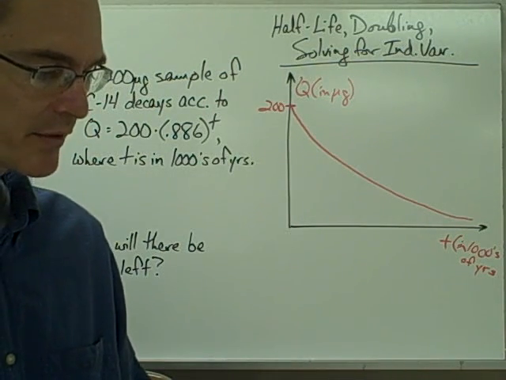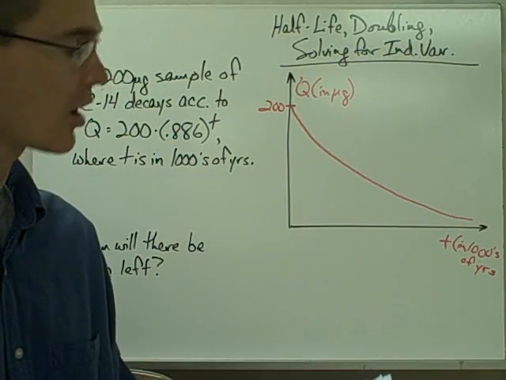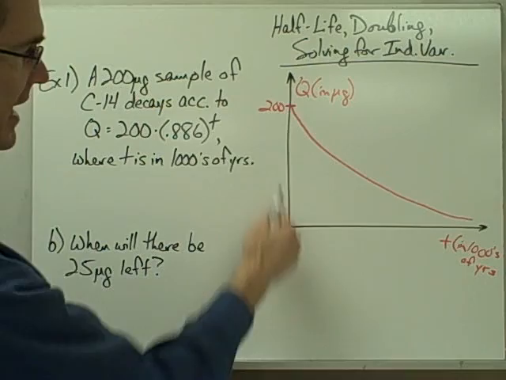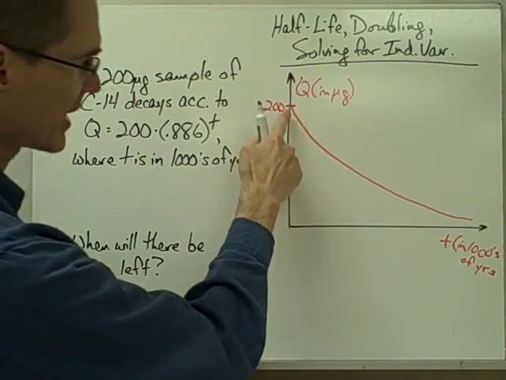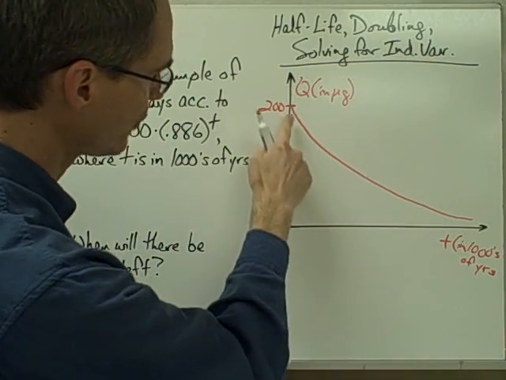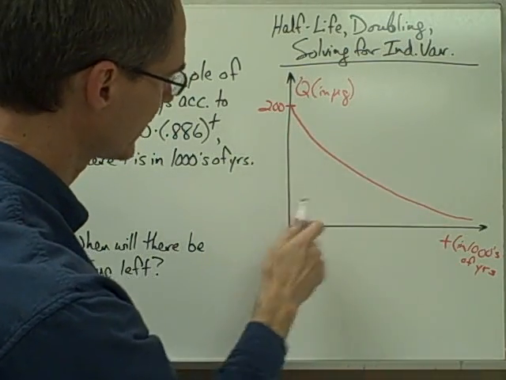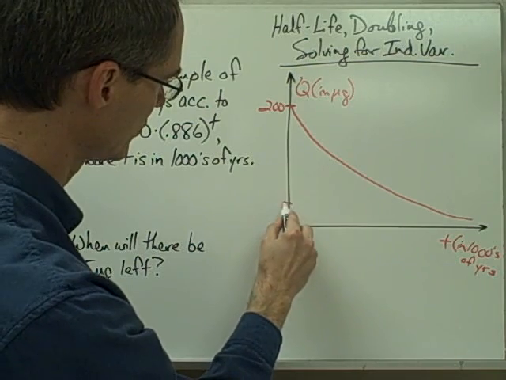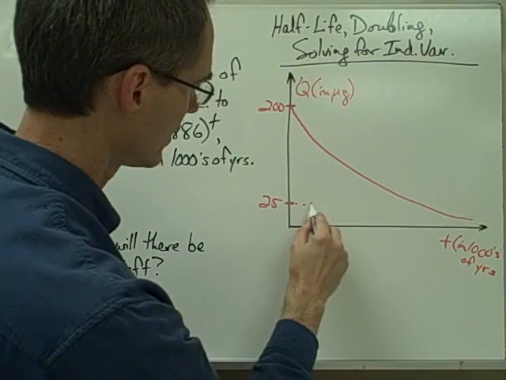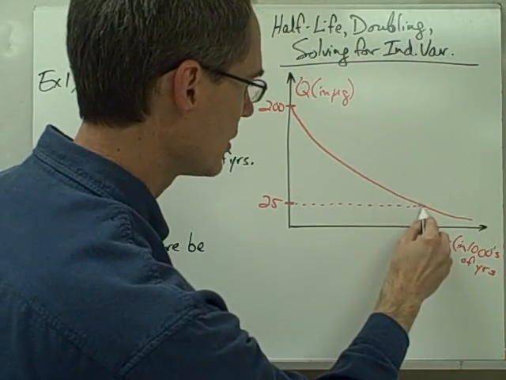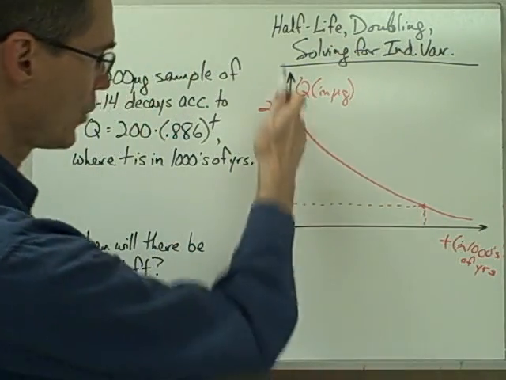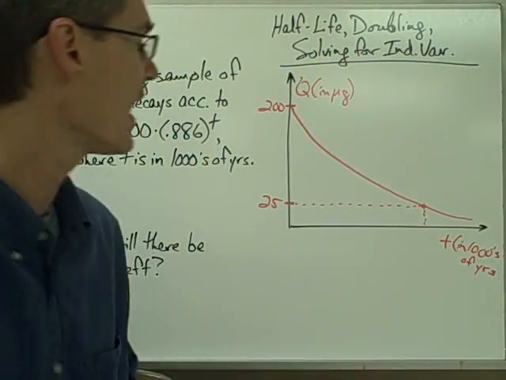Now it says estimate when there will be 25 micrograms of carbon-14 left. Well, right when I start at time t equals 0, I've got 200 micrograms, and since my amount of carbon-14 is decaying, at some point there's less and less carbon-14 available. At some point it's going to decay down to where there's only 25 micrograms left. So what I would like to know is, what is this value here for t that corresponds to when the number of micrograms reaches 25?